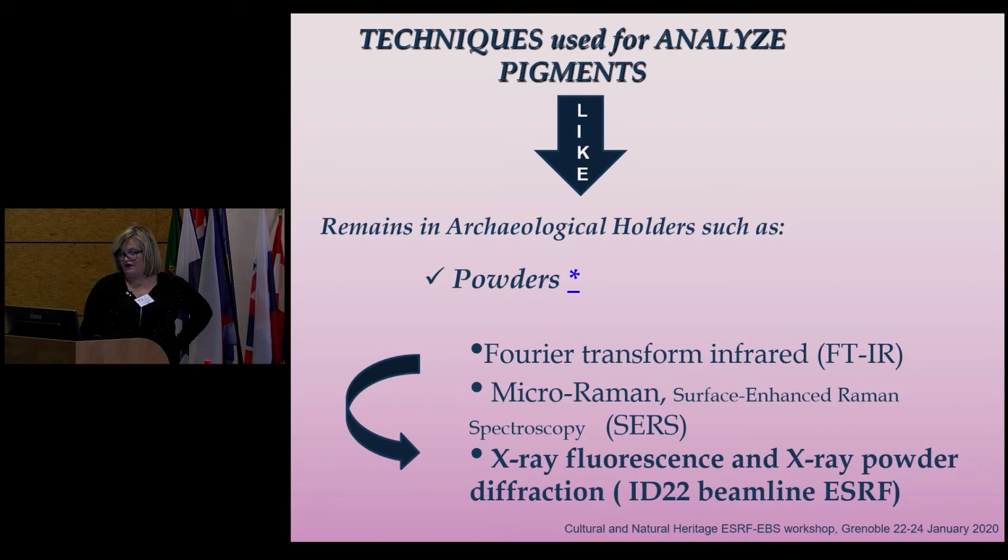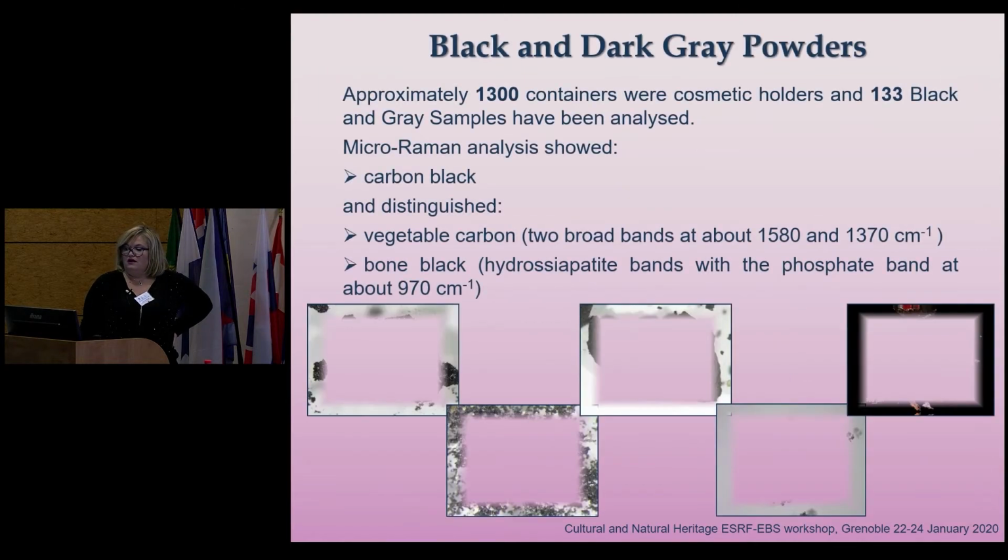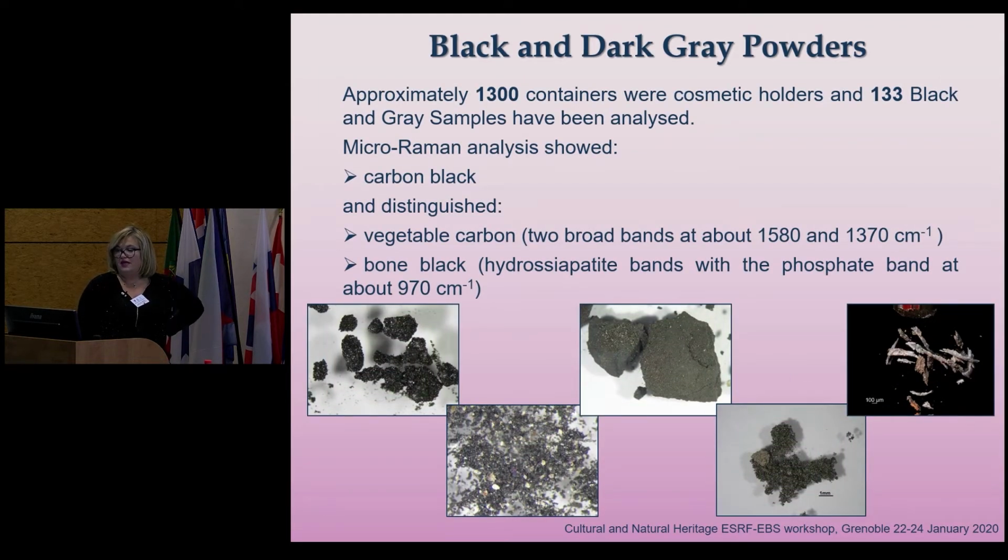Then I came here to beamline ID22 with the samples. But not all of them, because there are really a lot. There were black powders, grey powders, pink powders, and white powders. I brought here just the black powders. Well, actually, there were 133 black powders found inside the ancient holders. The ancient holders that we expected were 1,300. And from the first microanalysis, carbon black was present, and vegetable and bone black we found due to some bands in some spectra and in some holders, not all of them.